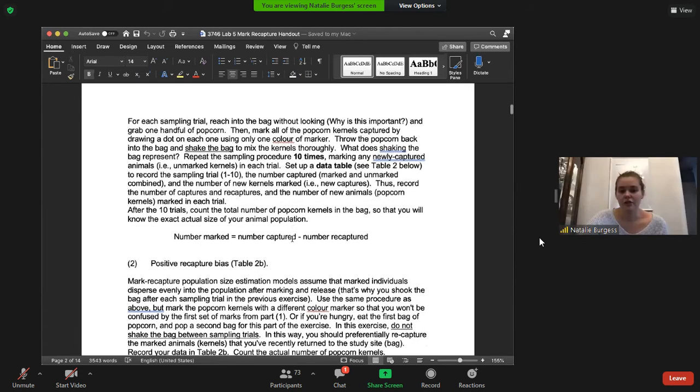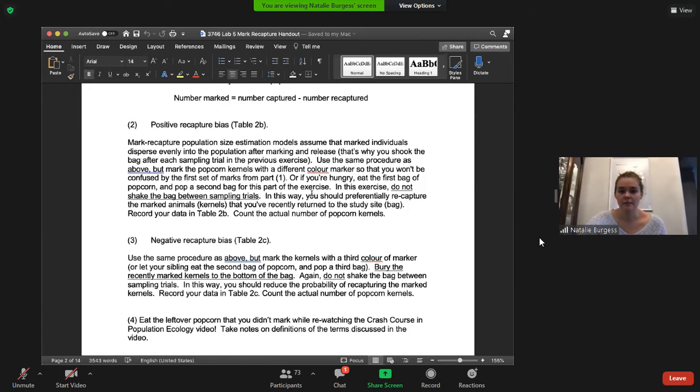For each trial, after your 10 trials, you're going to count the total number of popcorn kernels in the bag so that you know the exact number. Then your next table is you're going to assume that individuals disperse evenly into the population after marking and release. You're going to use the same procedure as above, but you're going to mark the popcorn kernels with a different color so you won't be confused by the first set from the first part. This is where your second bag will come in handy.